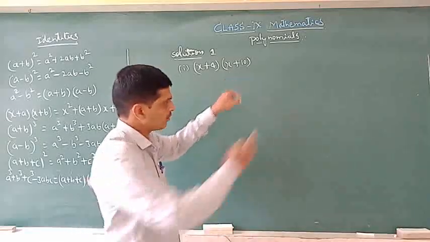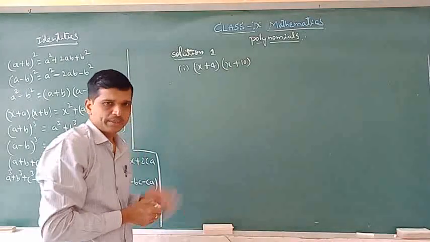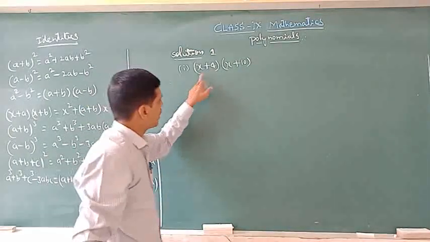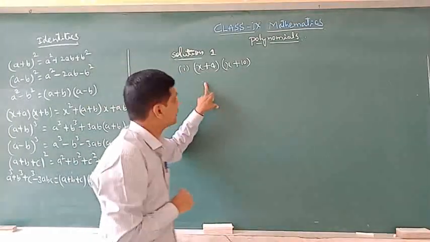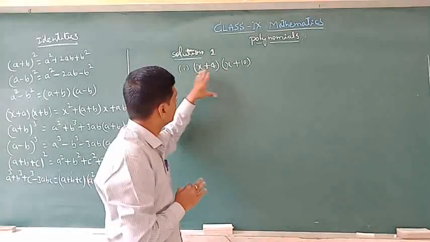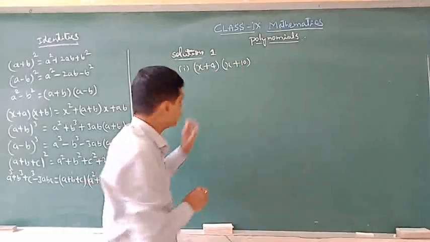I have written here the first one. Now look here. Compare this expression, the polynomials here, binomial polynomials are given. How to find their product? Yes, by using an identity. So confirm which identity is suited for these polynomials. Consider it is x plus a, x plus b.